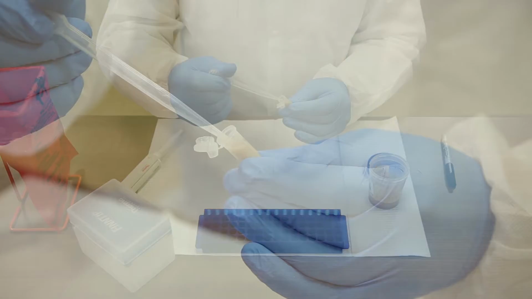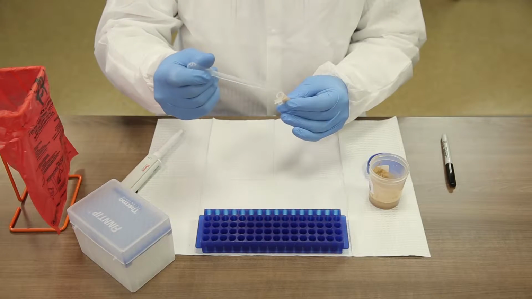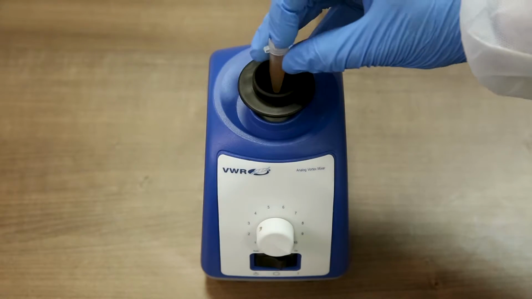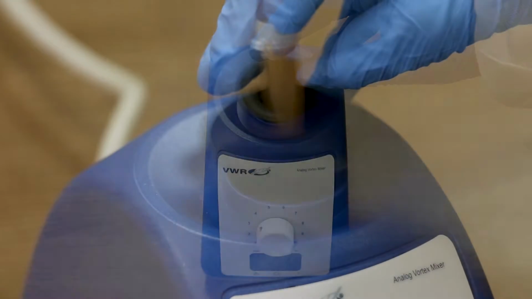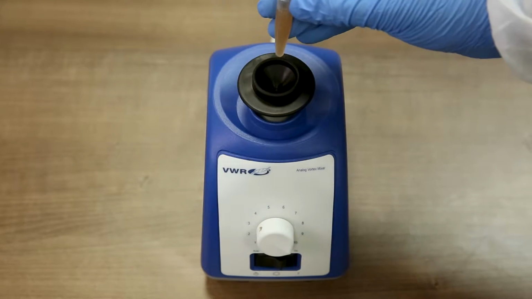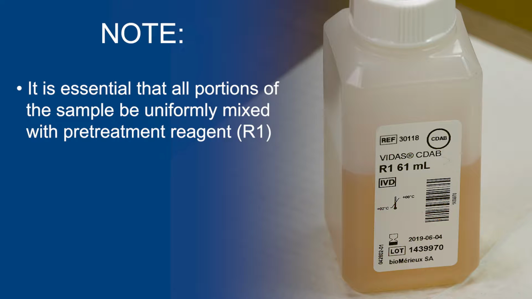Homogenize again by drawing in and out of the transfer pipette. Then mix using a vortex-type mixer until a homogeneous medium is obtained. Note: it is essential that all portions of the sample be uniformly mixed with pre-treatment reagent R1.